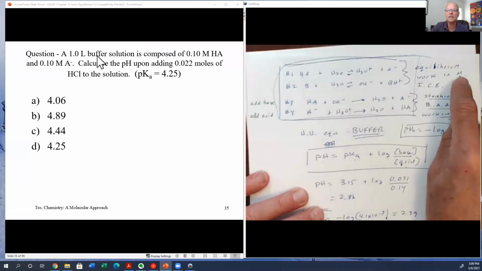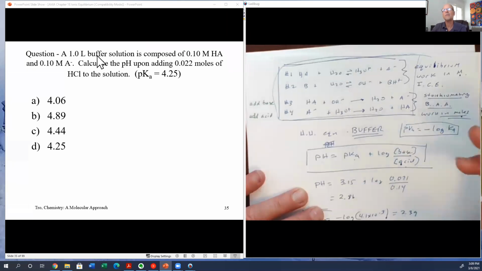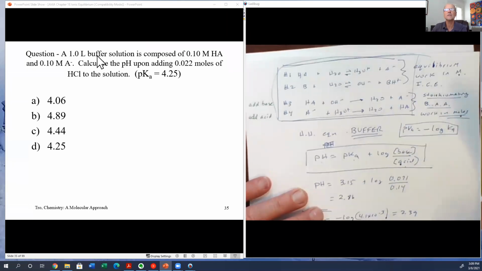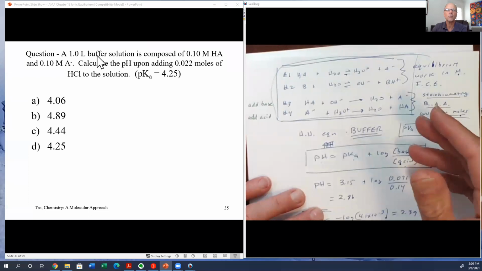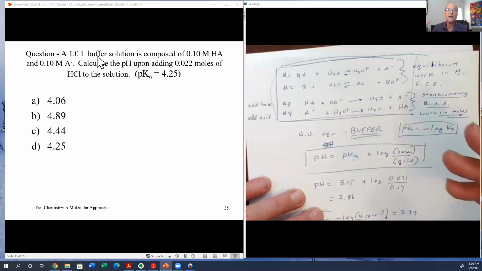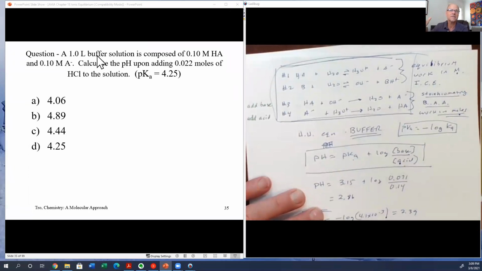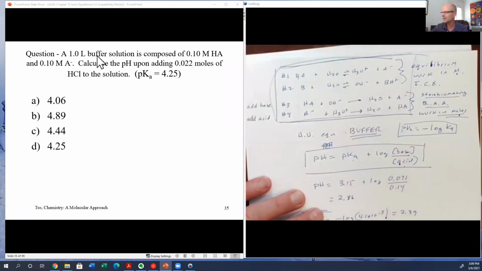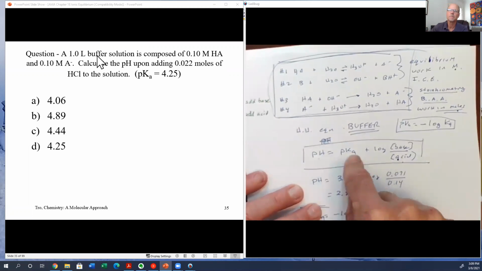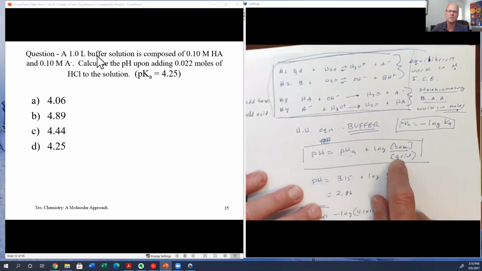And I always work in molar, all right? Then you might have problems where you say, okay, find the pH of a solution that is 0.1 molar HA and 0.1 molar A minus, right? And then you got to recognize that. You got to say, oh my gosh, significant amounts of an acid and its conjugate base. Ding, ding, ding. That's a buffer. How do I solve buffer problems? Henderson-Hasselbalch equation, right? I plug into the Henderson-Hasselbalch equation.